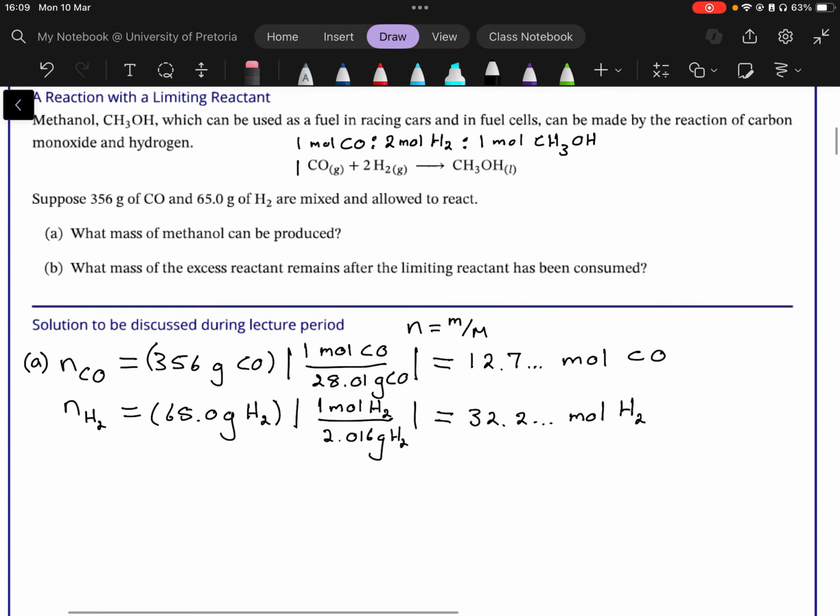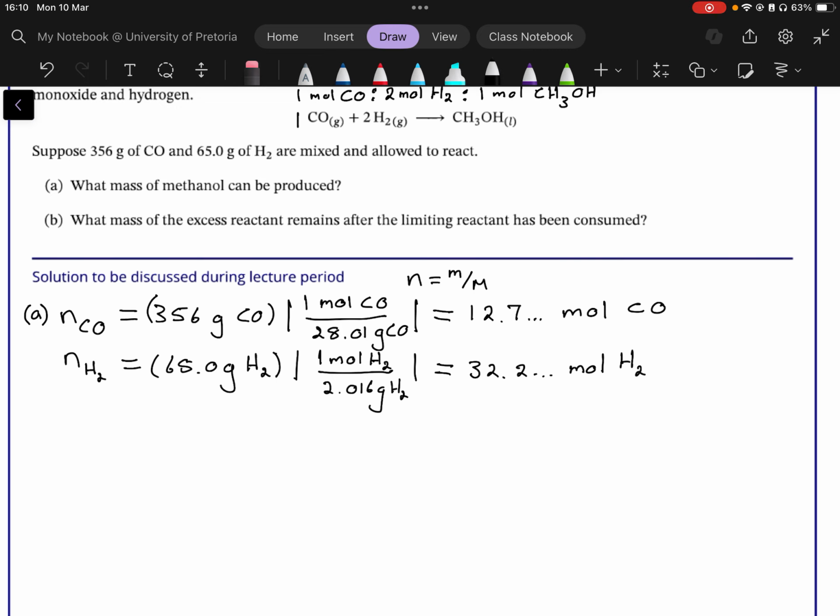Now the question is, how can we find a method of testing which one of these reagents might be in excess and which one more limiting? I typically just say test for one of them. Meaning, look at one of them and ask yourself, how much would this one need to react with the other one? We know 1 mole of carbon monoxide reacts with 2 mole of hydrogen, right? That's just from the equation above there.